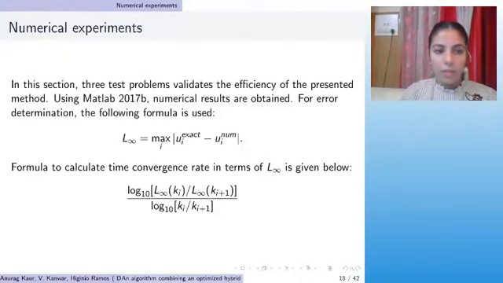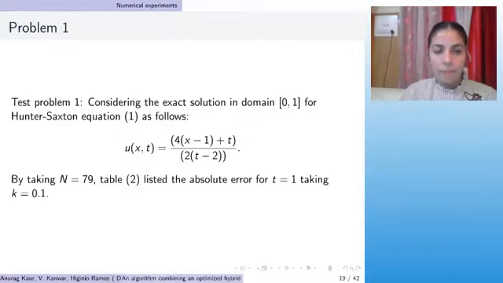Now, we are heading to the numerical experiments. In order to prove the efficiency of the presented method, we have applied this method on three numerical problems. Using MATLAB, numerical results are obtained. We have used the L infinity norm for error determination. We have used the L infinity formula, and to calculate the time convergence rate, another formula is used. So, firstly, test problem 1 is considered as this.